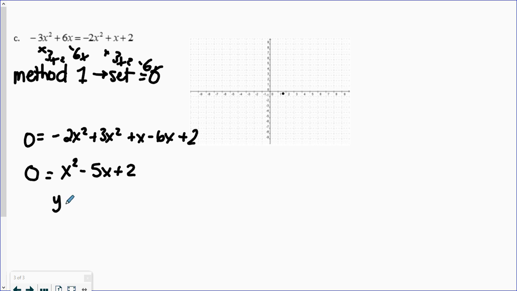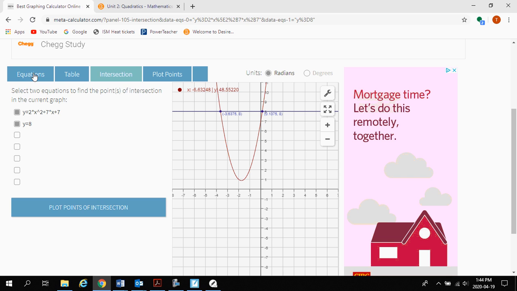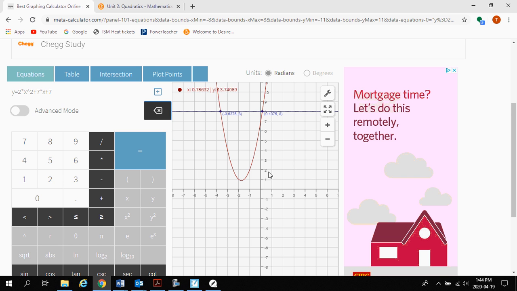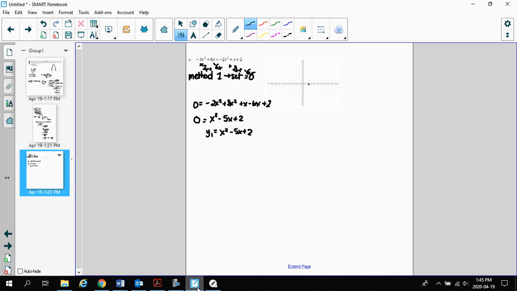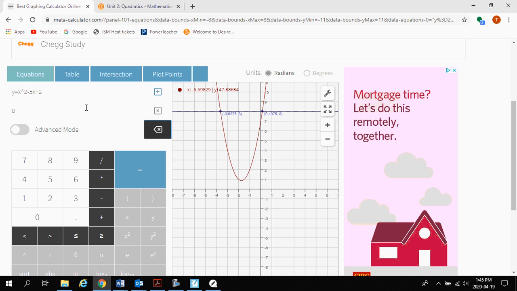So in this case, in y1, put in x squared minus 5x plus 2. And if we do that in the weird graphing calculator I have, let's remove this. Y equals, so x squared minus 5x plus 2. And I'm going to add on another one just so I'm interacting with my x-axis. So it looks like this.